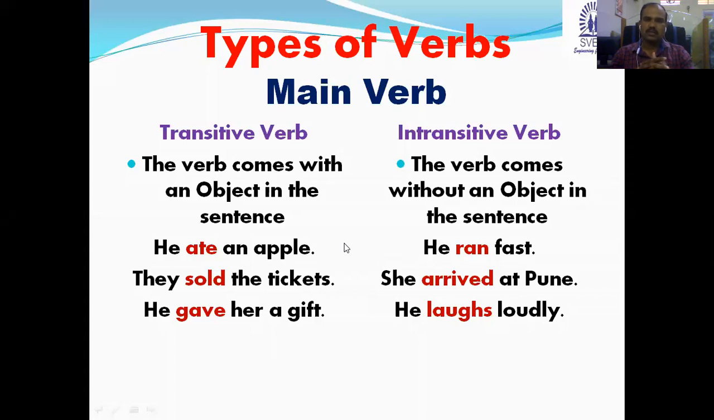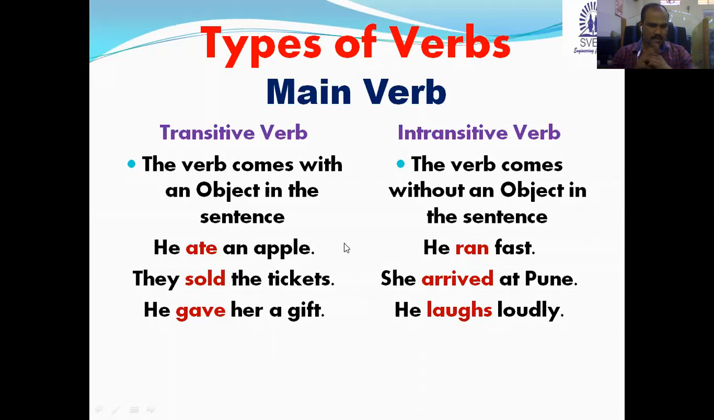They sold the tickets, so the tickets would be the object. Here sold would be the transitive verb. Next, he gave her a gift. So tell me how we can find which is the verb and which is the object in that sentence. Gift. Very good. Gift is the object, and one more object is there. Anyone can tell?